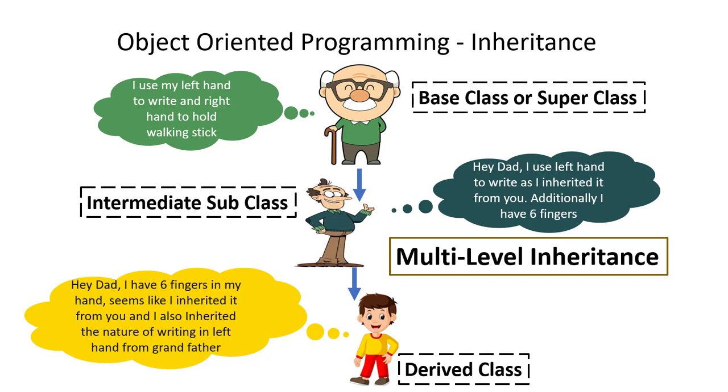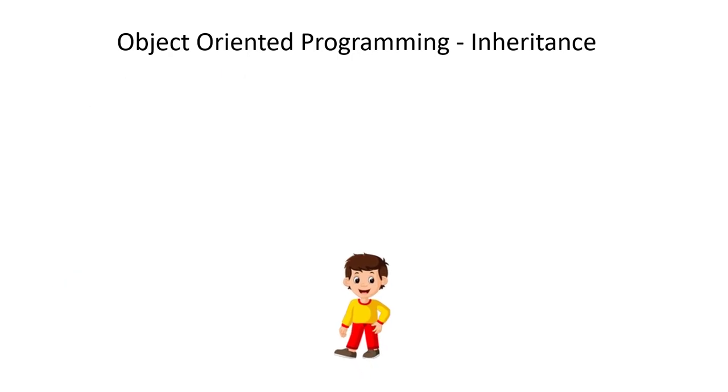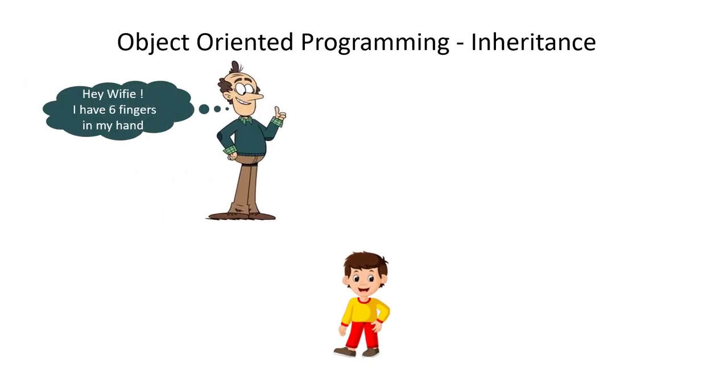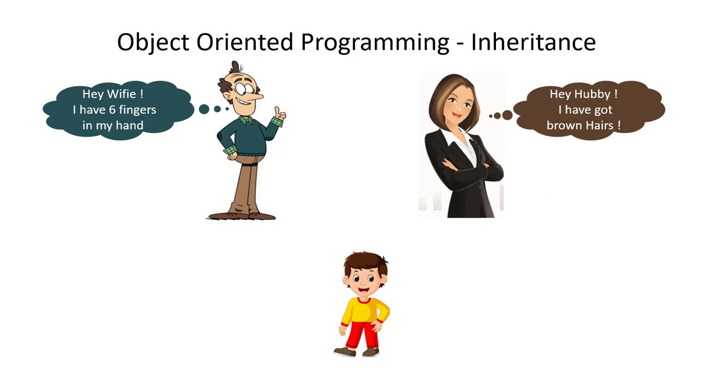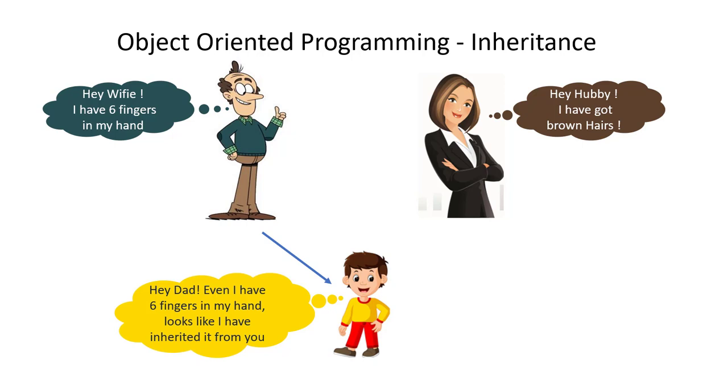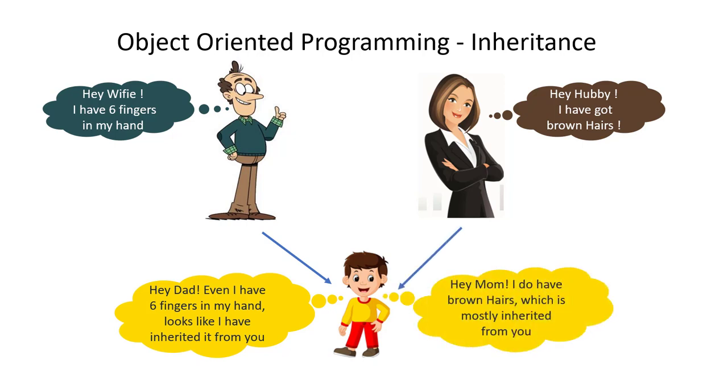With these details about multi-level inheritance and simple inheritance, let us get into the next scenario and understand the other category of inheritance present in Python object-oriented programming. Here we go. Let us consider another scenario where we have a husband who says, hey wifey, I have 6 fingers in my hand. And then comes the wife and says, hey hubby, I have brown hair. And here comes their child who says, hey dad, even I have 6 fingers in my hand. Looks like I have inherited it from you. And he also responds to his mom, hey mom, I do have brown hair, which is most likely inherited from you.